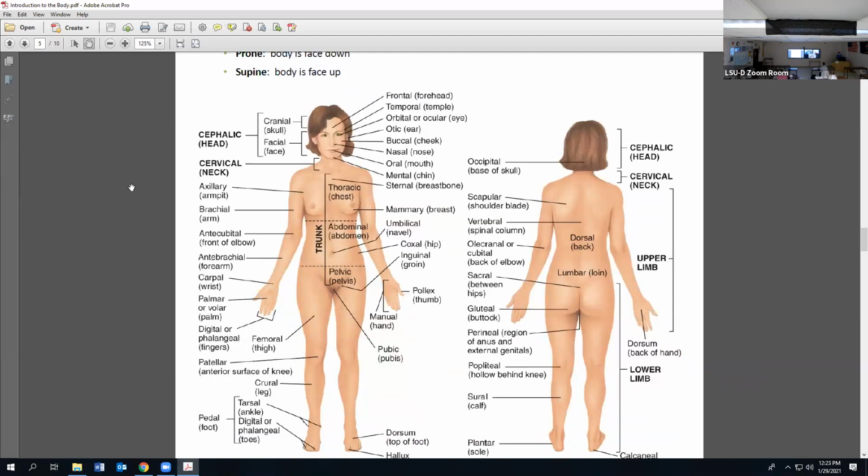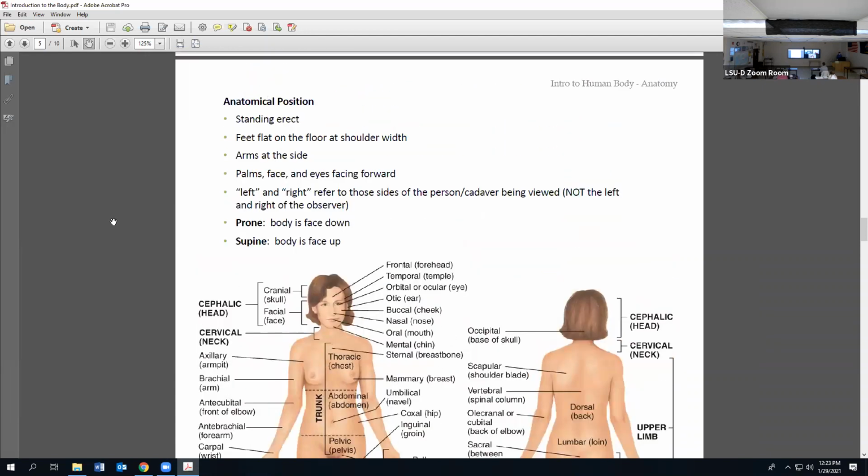Here on the left side of the page, we can say she's standing up or laying down, it doesn't really matter. Let's say she's standing up. So she's standing erect, meaning that her legs are straight. She's vertical, not bent over at the waist or anything like that. Her feet are flat on the floor at shoulder width. Her arms are down at her side and her palms are facing forward, along with her face straight ahead, not turned to one side or the other. Those are all key features of anatomical position.